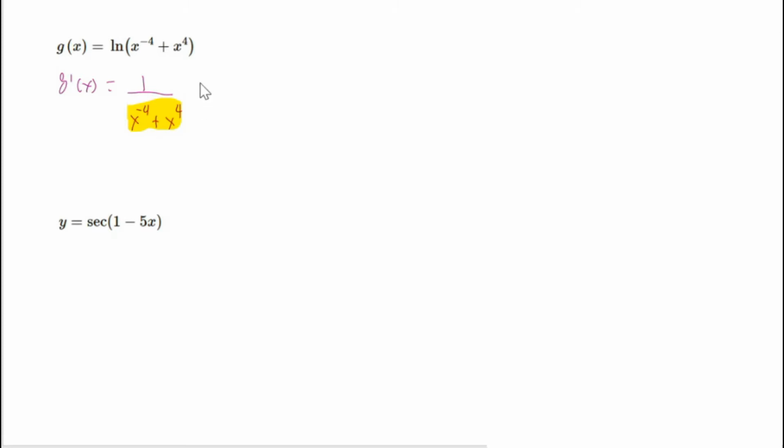Okay, so we have to take the derivative of this. So start from the first term. So derivative of x to the power of negative 4. So apply power rule. So we have now negative 4 x to the power of negative 4 minus 1 is negative 5, plus the second term now is x raised to the fourth power. So apply power rule as well. So 4x to the power of 4 minus 1 is 3. So multiplying that one now, it gives us the product of negative 4x to the power of negative 5 plus 4x to the power of 3 all over x to the power of negative 4 plus x to the power of positive 4.